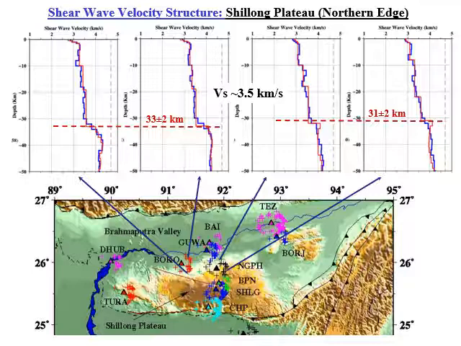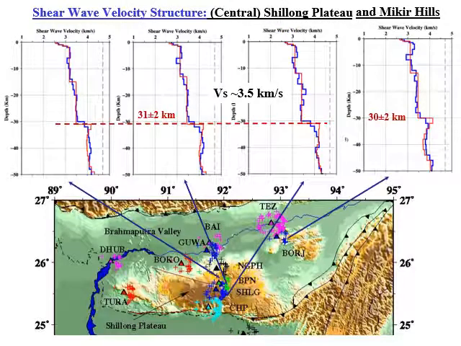These are velocity models for the northern edge of the Shillong Plateau. What you can see across all these four panels is that the average velocity of the crust is 3.5 kilometers per second, same as we observe beneath the Brahmaputra Valley, and the crustal thickness beneath these stations reduces from 40 kilometers beneath the Brahmaputra Valley to being 33 plus minus 2 and 31 plus minus 2 as you go from the west to the east. So beneath the northern edge of the Shillong Plateau, there is a significant decrease in the crustal thickness, although the crustal VS remains the same.